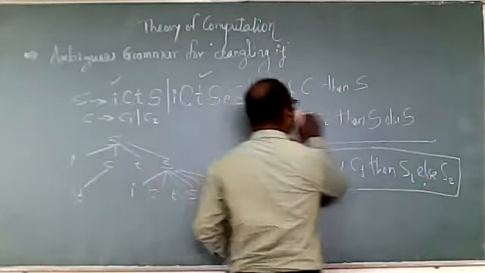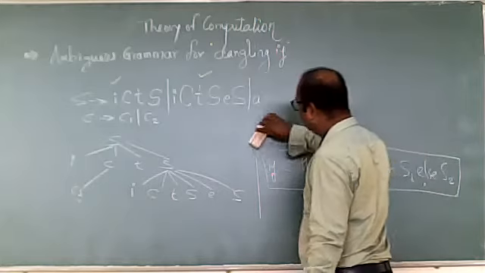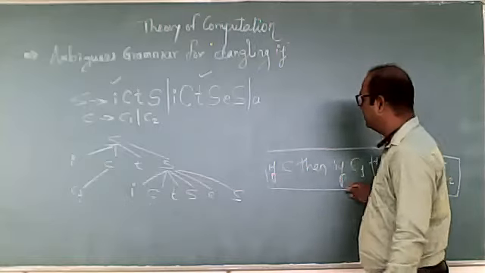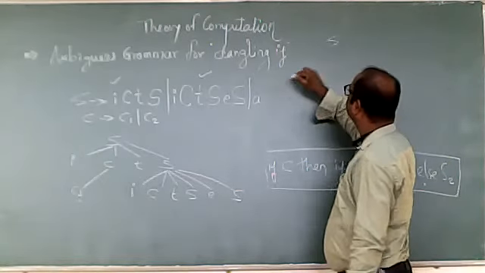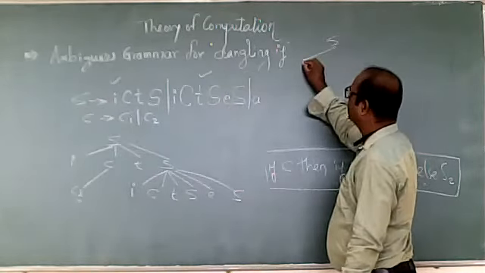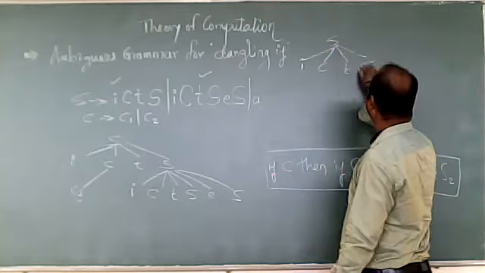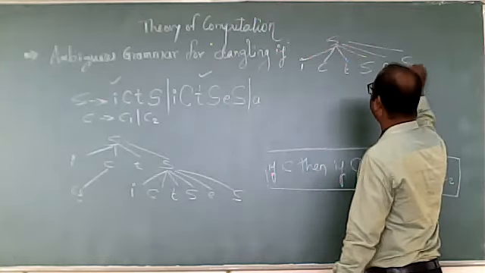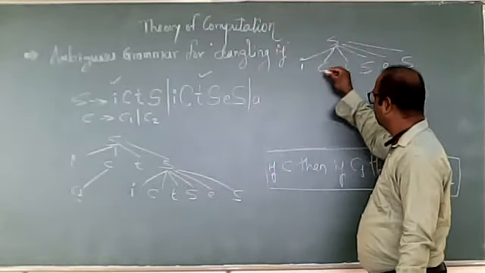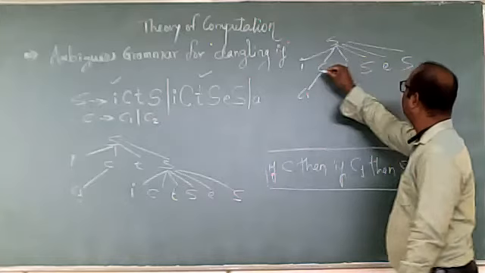Now I will try the second way with the second parse tree, because when I say this is ambiguous, it means we must have two different parse trees for the same string. Now we'll start with the S again. Now S I will expand with this production: if condition, then statement, else statement. This is the second production I am using first. Then this will be the condition, C1 or C2.